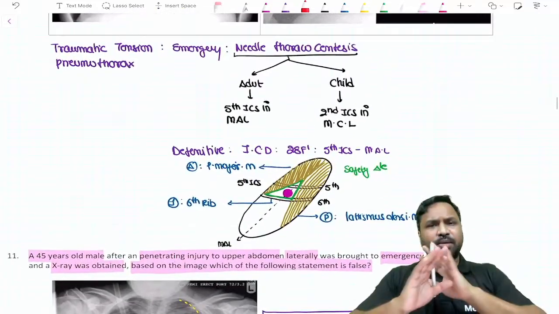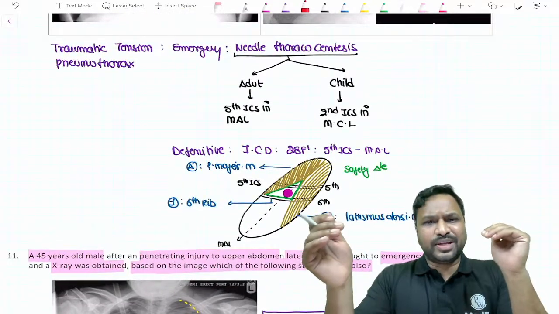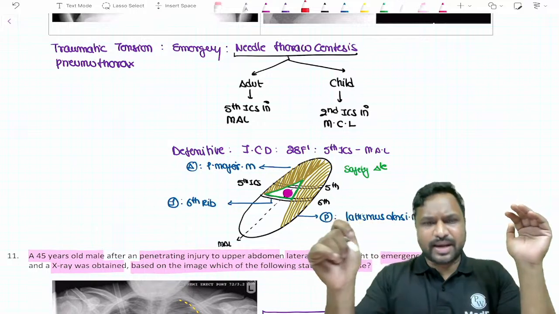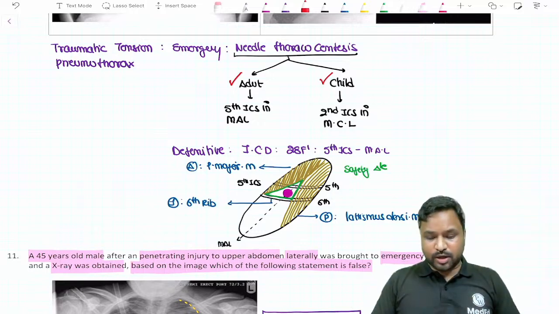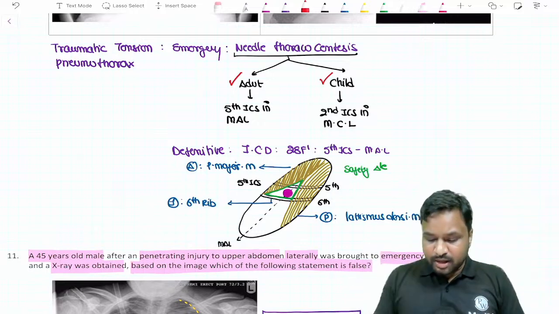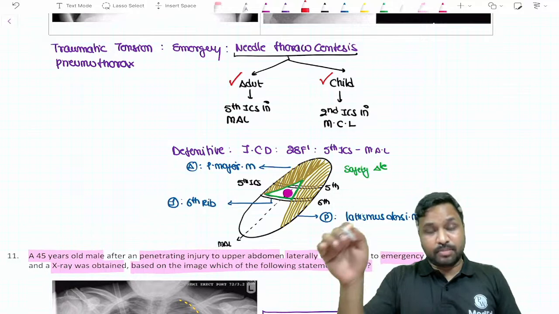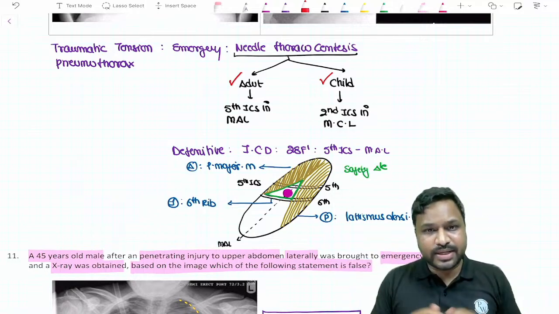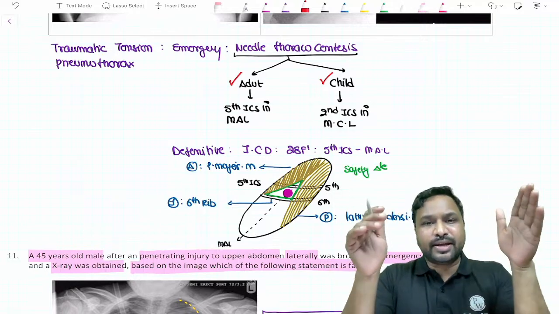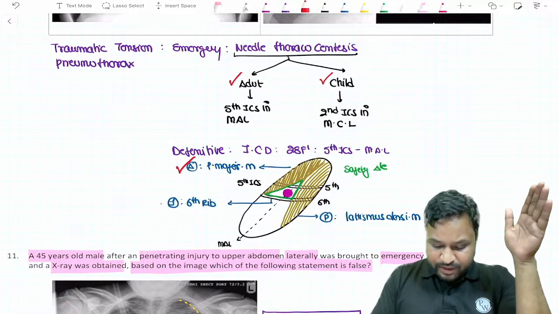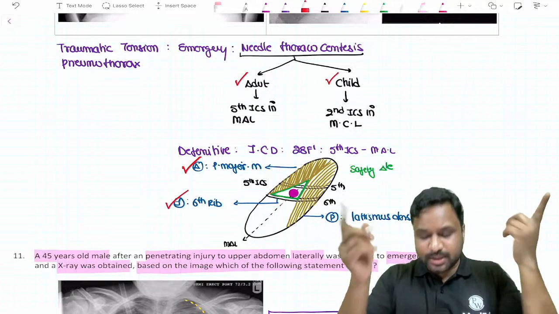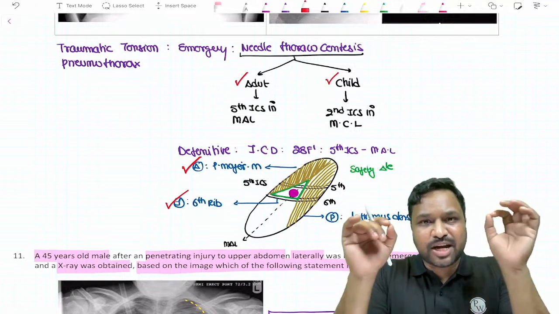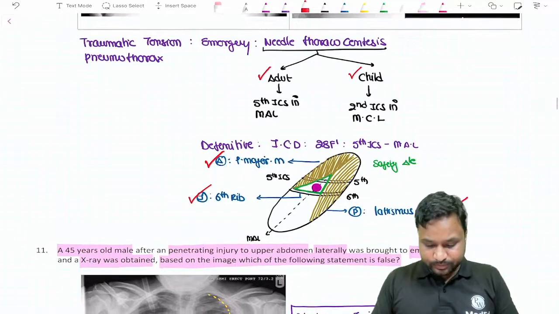Now, majority of the times they'll ask you where would you put the needle in an emergency, where would it be an ICD. For an adult, it is the fifth intercostal space. For a child, it is the second intercostal space. And remember, the safety triangle's margins, or I would say the boundaries, are important. Remember, anteriorly it is formed by the pectoralis major, inferiorly by the sixth rib, posteriorly by latissimus dorsi, and the apex is between the two muscles. That is your safety triangle. You put your ICD down there. All right.